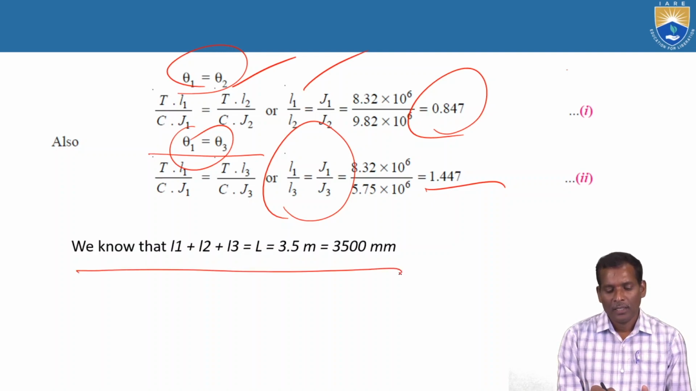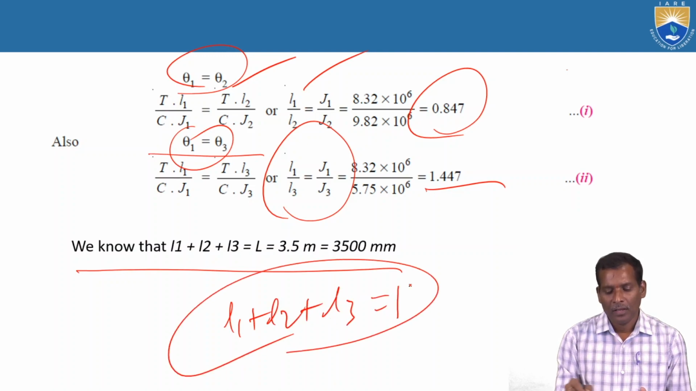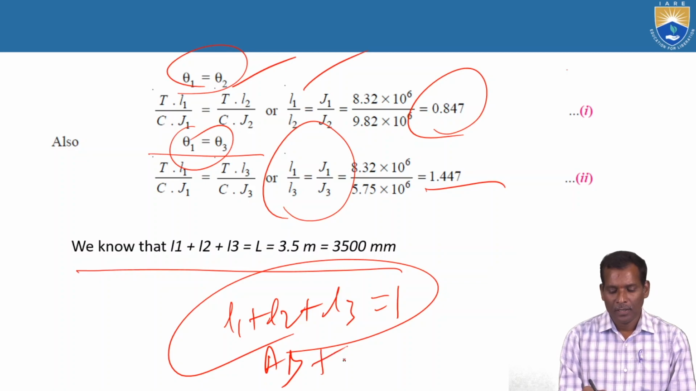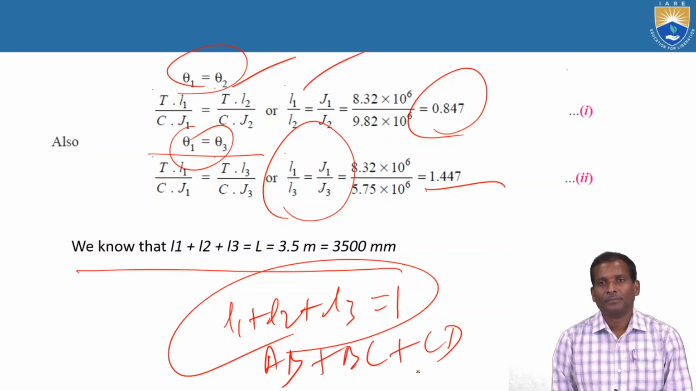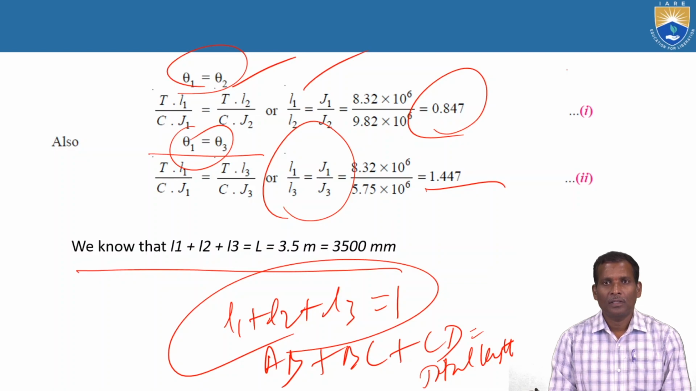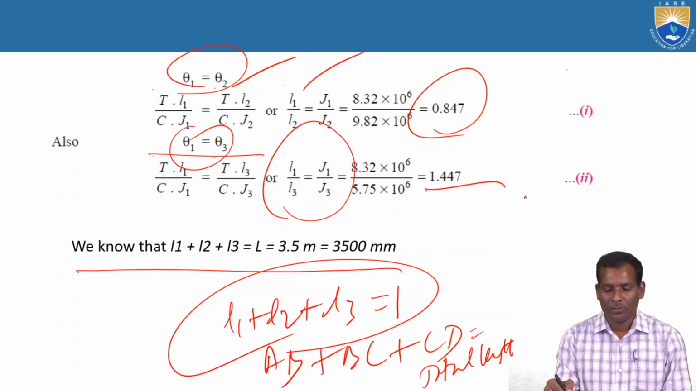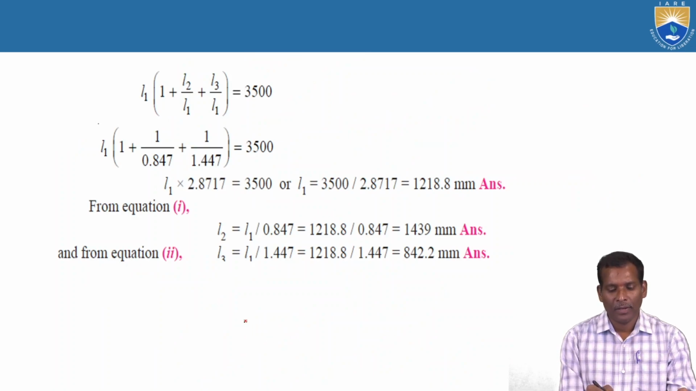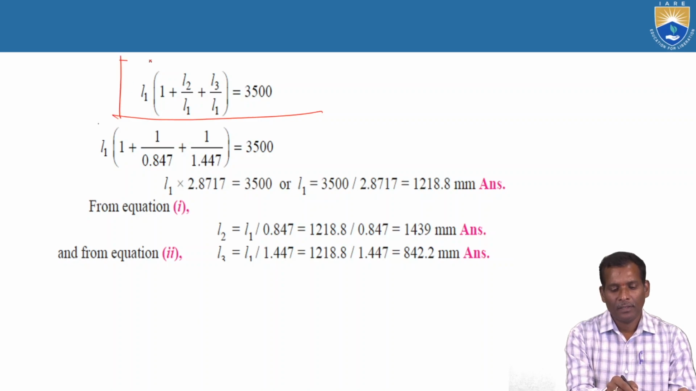So you know that the length L1 plus L2 plus L3 is equal to the total length, already given 3.5 meters. AB section, BC and CD is equal to total A to CD, total length. Clear? So now calculate L2 value and L3 value by using these two, 1 and 2. So you can write the equation like this.